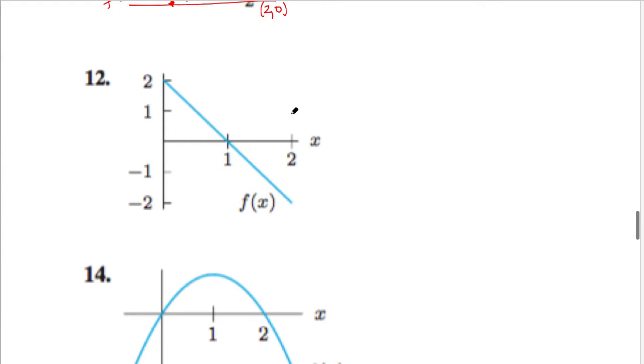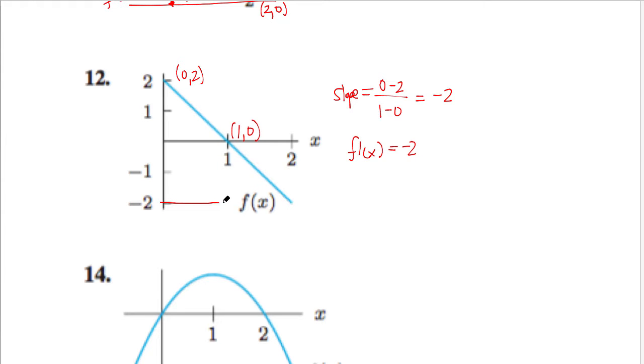For number 12, we have the same situation. We can calculate the slope for this function. And our slope is going to be equal to f prime of x. So our slope, we end up at 1, 0, and we started at 0, 2. So our slope is going to be 0 minus 2 over 1 minus 0, or just negative 2. Therefore, my f prime of x is just going to be equal to negative 2. So I will plot that as just a straight horizontal line at negative 2.